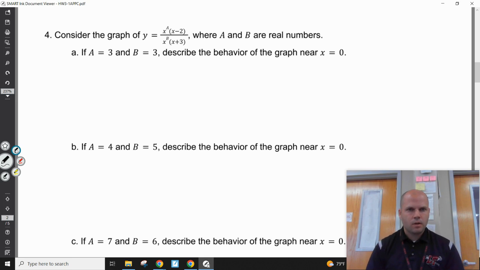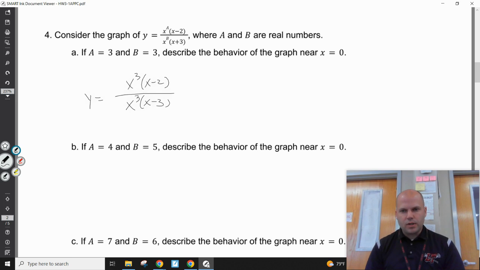Okay. If a is 3 and b is 3, you'd have x cubed times x minus 2 over x cubed times x minus 3. If I plugged in 0, I'd get this small number close to 0. Or if I plugged in something close to 0, I'd get this small number close to 0. You could think of it cubed times -2. I'd get this number close to 0 divided by -3. I'm plugging in 0.